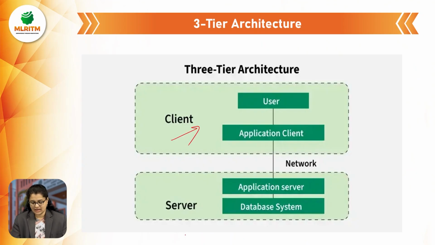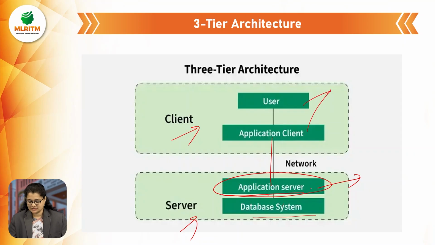Here we have the client side and server side. Again, we have the network. But comparing tier 2 to tier 3, we have an extra application server. In the tier 2 architecture, we don't have this. Directly we have the database system connected to the client. So to overcome those problems in tier 3, we add this application server. In the previous one, we have the same user and application client. On the server side here, the application server and database systems.